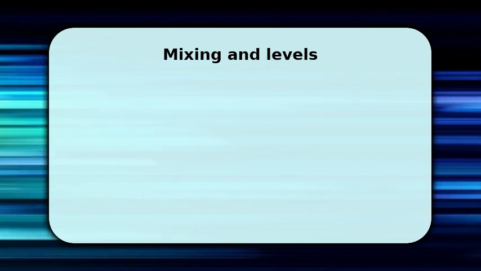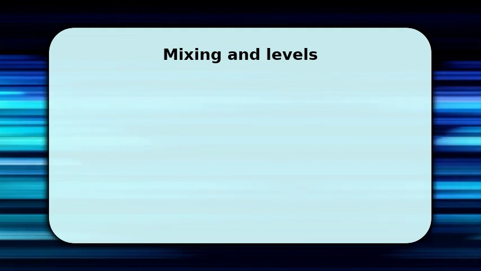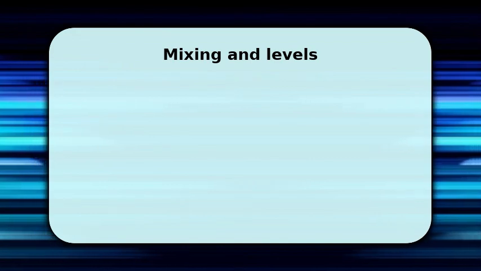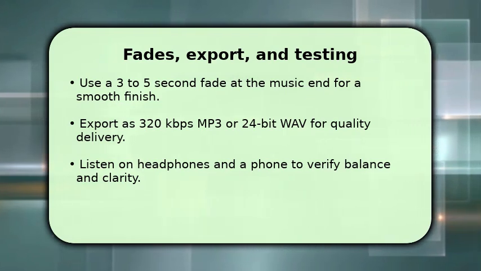Use sidechain compression with a 3:1 ratio to duck the music automatically when speech occurs. Adjust attack and release times to preserve natural dynamics during phrases and pauses. Add a 3 to 5 second fade out at the music end for a smooth finish and avoid abrupt cuts.